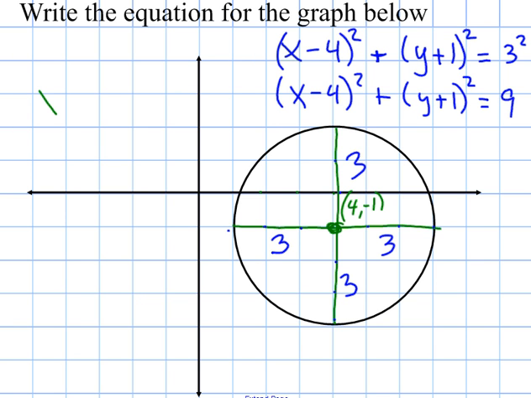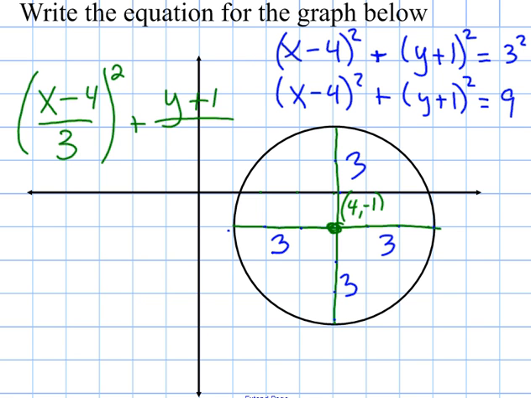If you're using the ellipse equation, you say, okay, my x is moved over 4 units. And my x radius is 1, 2, 3, so I put 3 here and I square it. And my y is moved down a unit, so minus a negative 1. And the y radius is 1, 2, 3. And then it's always equal to 1 if you're going to use the ellipse form. So either one of those are acceptable answers for that graph.